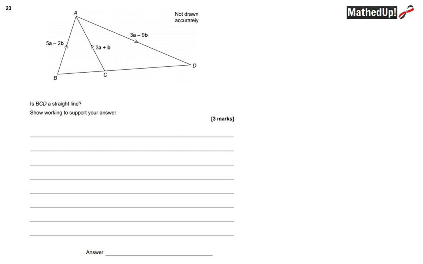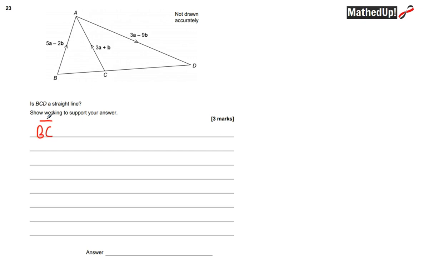Question 23. We're given this diagram here and we're asked, is BCD a straight line? And we need to show the working to support our answer. So to decide if BCD is a straight line, what we're going to do is have a look at what the vector BC is, and then we'll have a look at the vector BD, and then we're going to decide whether they are both going in the same direction. And if they are, then it's going to be a straight line, but if they're not going in the same direction, then BCD can't be a straight line. So let's work out what BC is first of all.